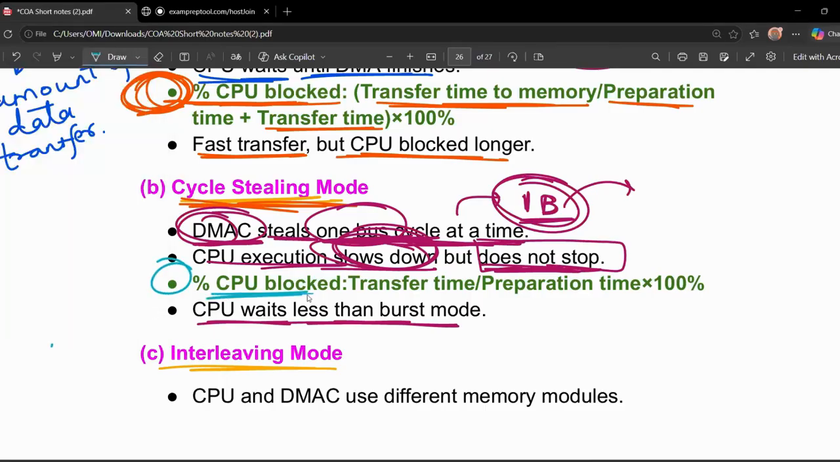Now this is the percentage of time the CPU will be blocked: transfer time divided by preparation time, multiplied by 100%.